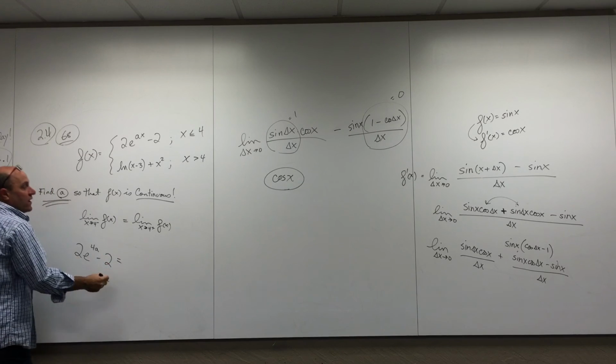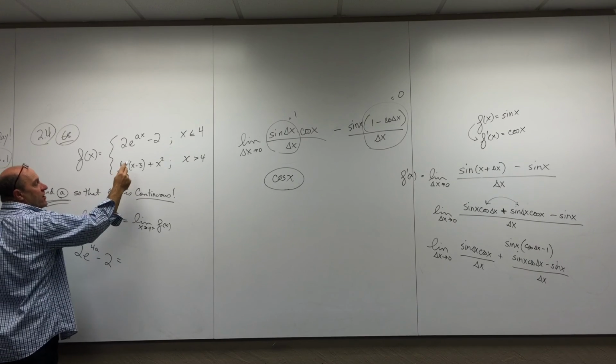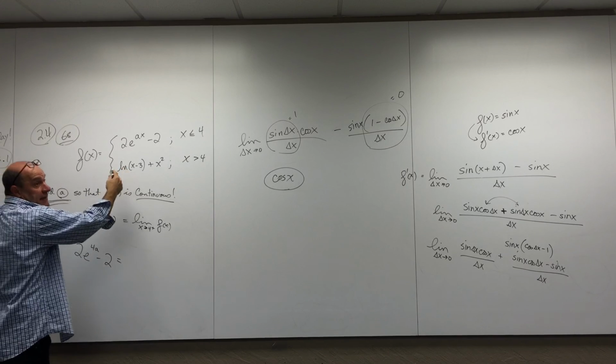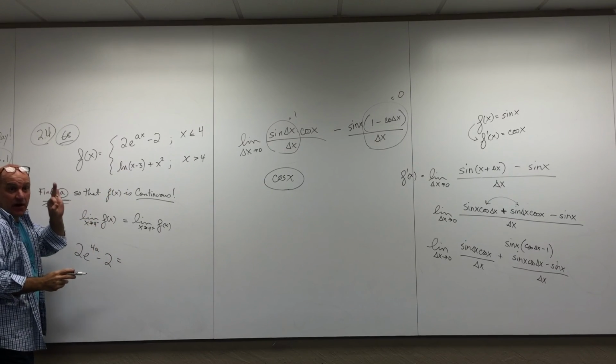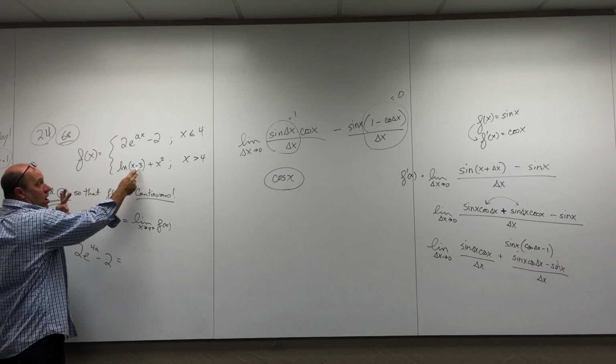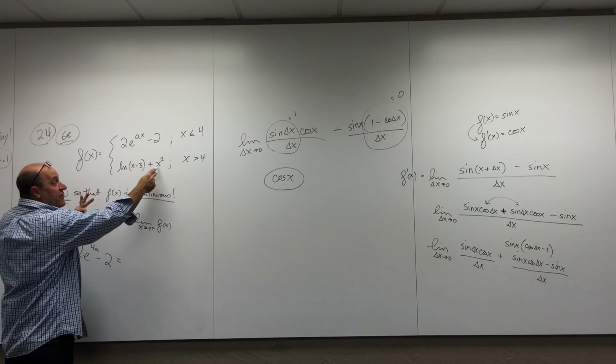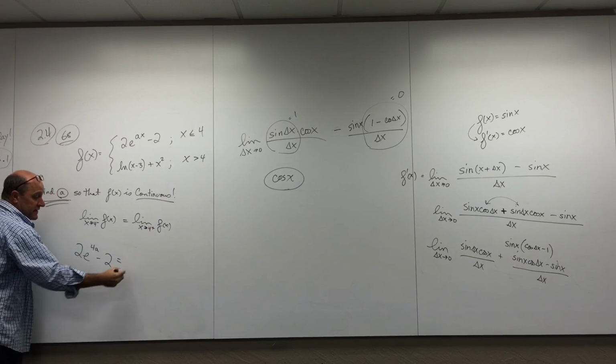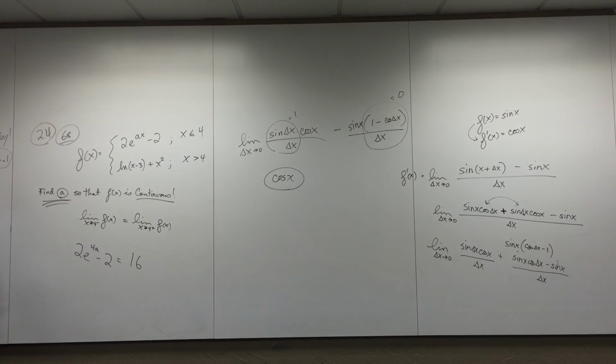What about on the right? You plug in a 4 on the right, and you get the ln of 4 minus 3. That's the ln of 1, which happens to be 0. You plug in a 4 there, and you get 16. So the limit on the right is 16. You do the limit from the left, the limit from the right, set them equal to each other, and solve for a. You try to find the a that makes it continuous. I like these little questions. They're not that hard, but it's interesting. You can find the a that will make these things line up.